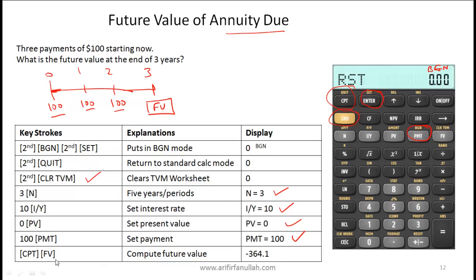When you now compute future value, you will get minus 364.1. So that is the future value. So the sum of the future value of these 3 cash flows is 364.1. And as I'm sure you know by now, since you entered 100, 100, 100, the future value that will be calculated will be shown as a negative number on your calculator.